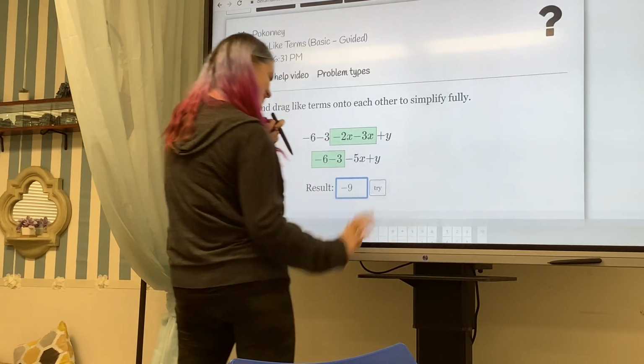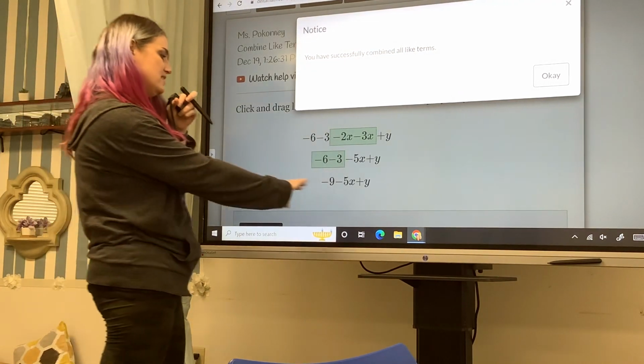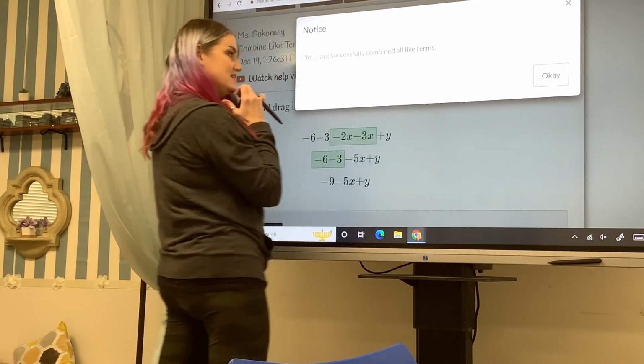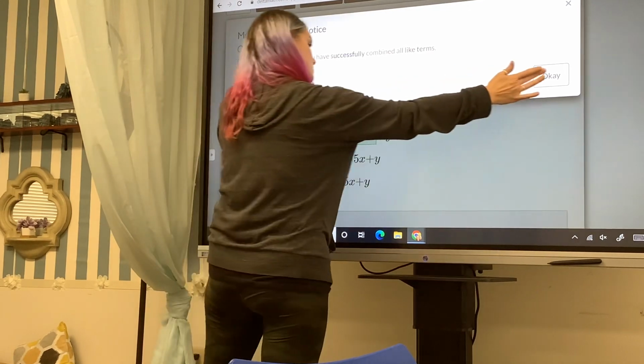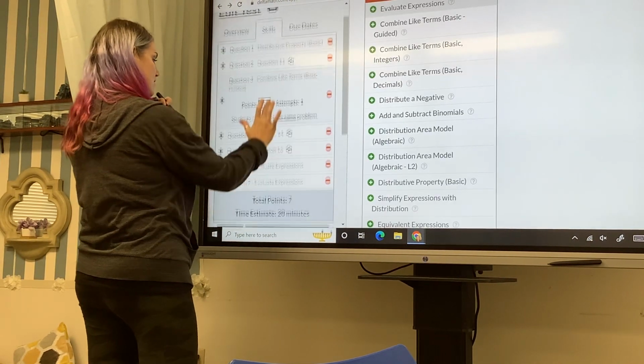Look how much faster I did it this time. So ultimately, when I've done that and I have it as simplified, it's going to say that I've successfully combined all like terms and give me my new example. So that's usually where we start.